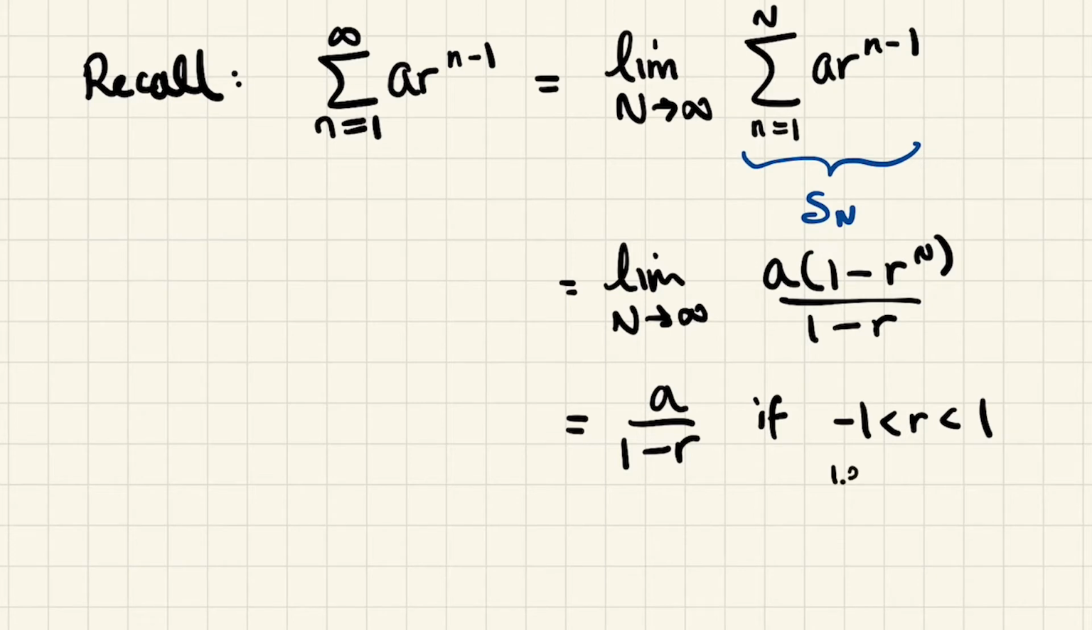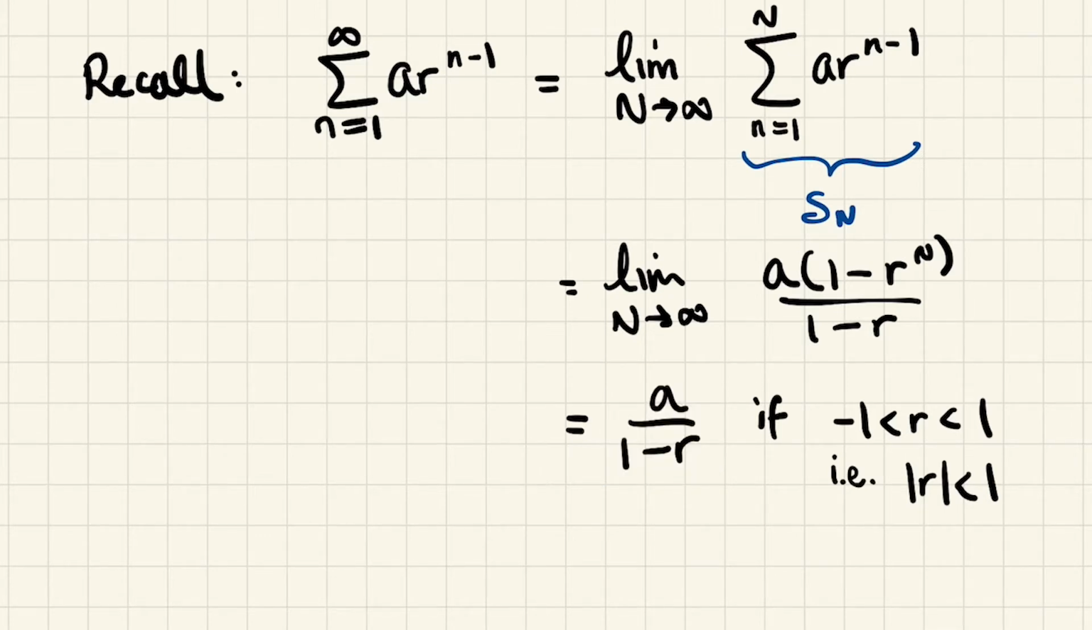Another way of writing this is saying the absolute value of r is strictly less than 1. So what this means is if you have a geometric series and your little r is strictly less than 1, then the geometric series converges. And moreover, the sum of the series is a over 1 minus r.